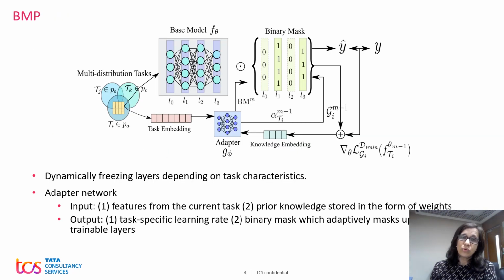The BMP approach introduces an adapter network. The adapter network takes as input features from the current task and prior knowledge, which is stored in the form of weights. The adapter network in our case is a multi-layer perceptron. It gives us an output, the task-specific learning rate, and the binary mask which adaptively masks non-trainable layers. As an example, we can see here that the binary mask is telling us that layers L0 and L2 need not be trained for the specific task distribution, whereas L1 and L3 need to be trained.